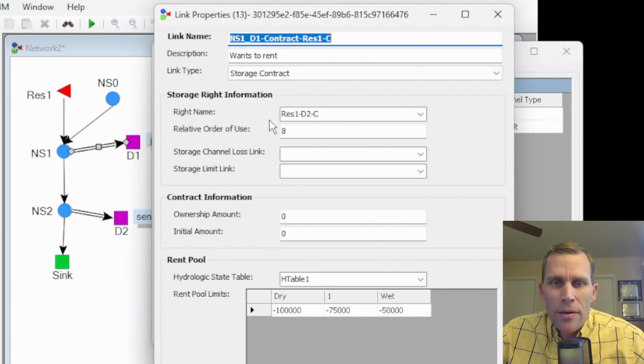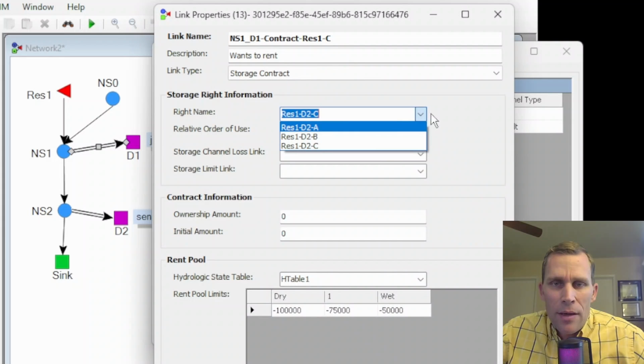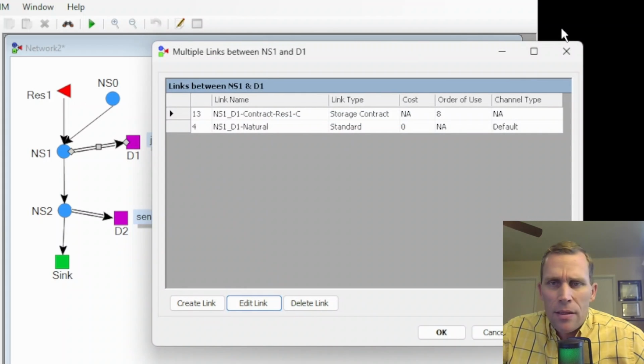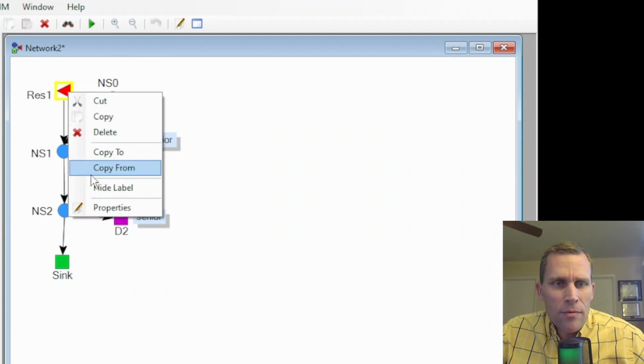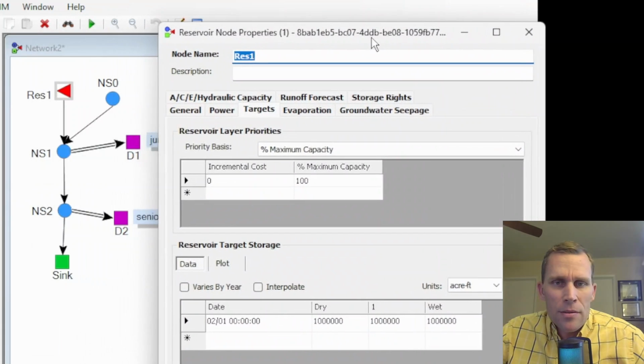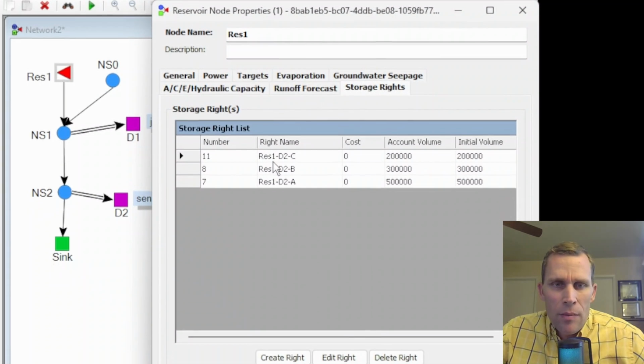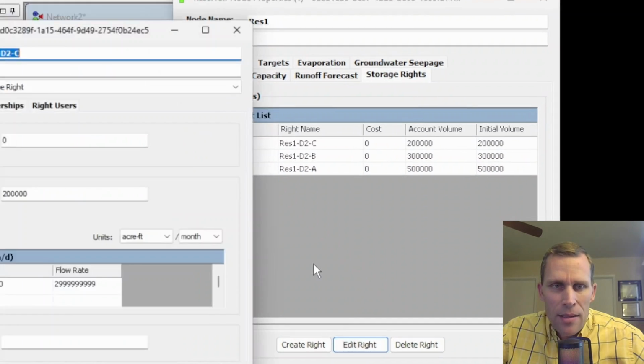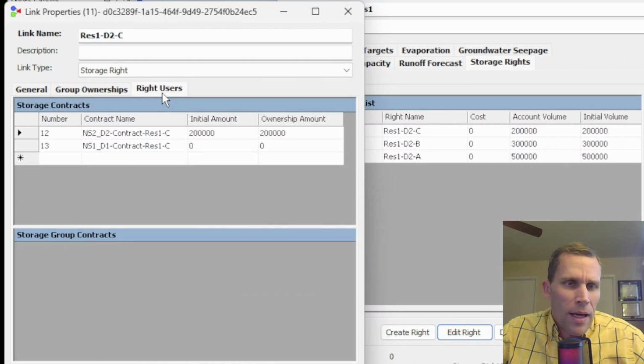This water right here for D1 is selected in the right name. This is the same water right that was selected by the contributor D2 when selling the water through the rent pool. So if we look at the data table for the reservoir 1, open up the properties, click on storage rights, and we click on that storage right D2-C, then edit, and then click on right users. We see those 2 different right users here.